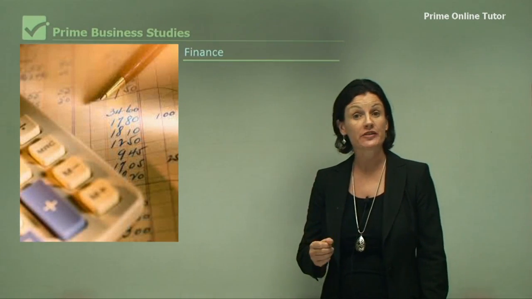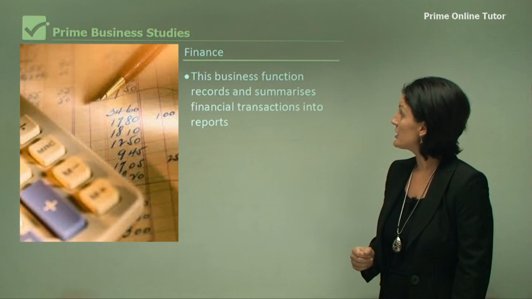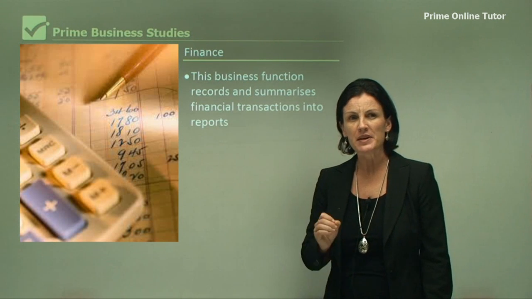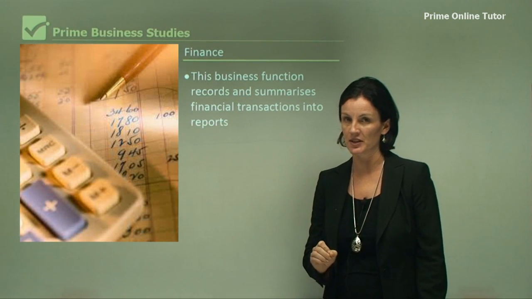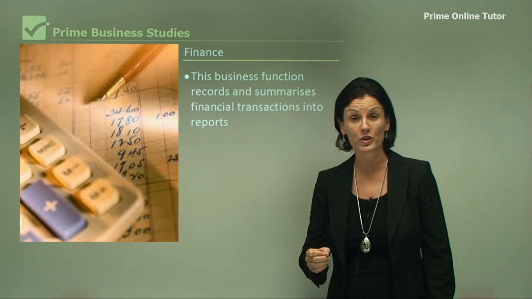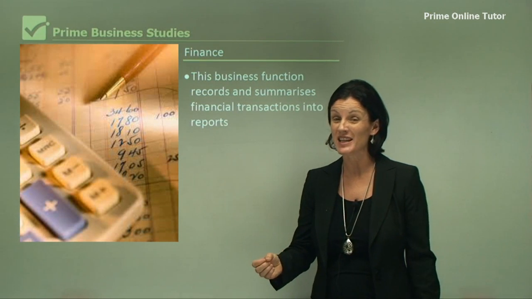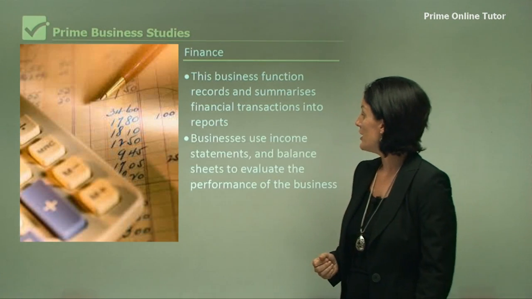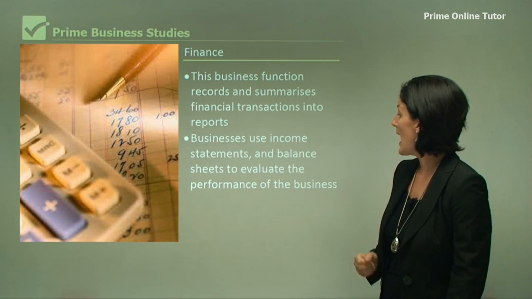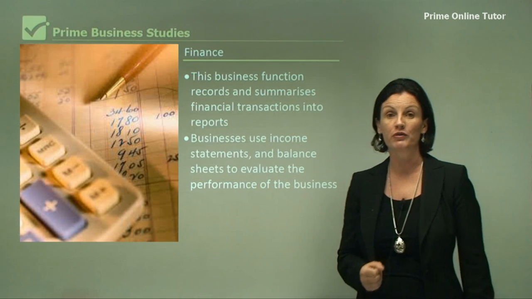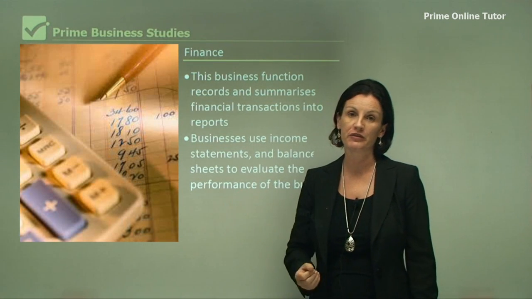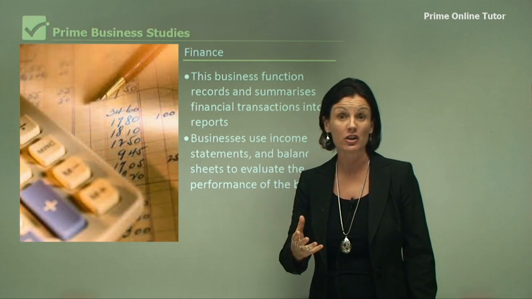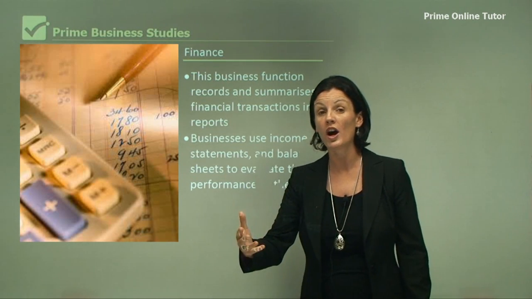The next function is finance. This business function records and summarises financial transactions into reports. Businesses need to be very careful about their business reports. Businesses can be audited by an outside body. That means that an outside body can come and check on their financial data. Therefore, businesses use income statements and balance sheets to evaluate the performance of the business. They can see clearly from the figures, are they meeting their objective of maximising profit? If they're not, they then need to work out why and how to do so.